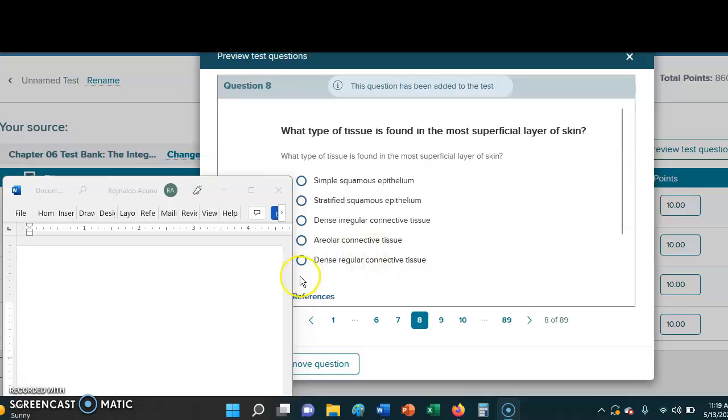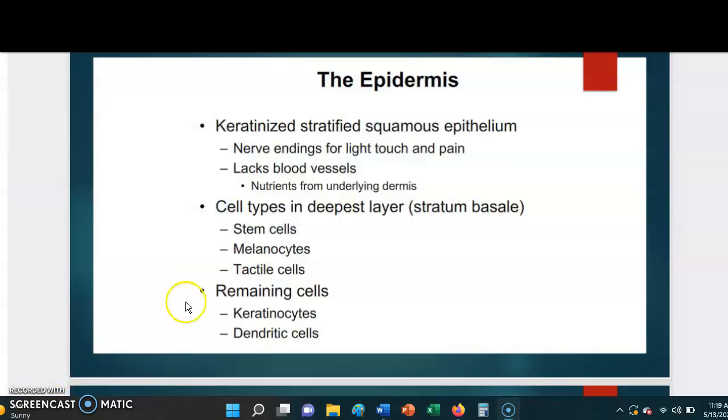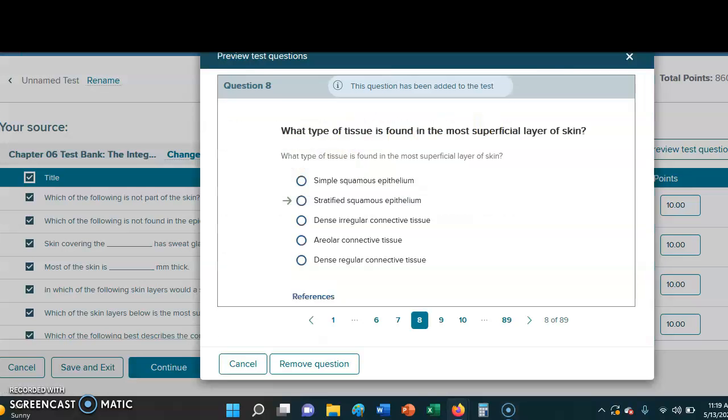So let's take a look at the figure. Okay, and we have the epidermis where we are going to have a stratified squamous epithelium. So if we go back to the question, that's the answer, right? Stratified squamous epithelium.